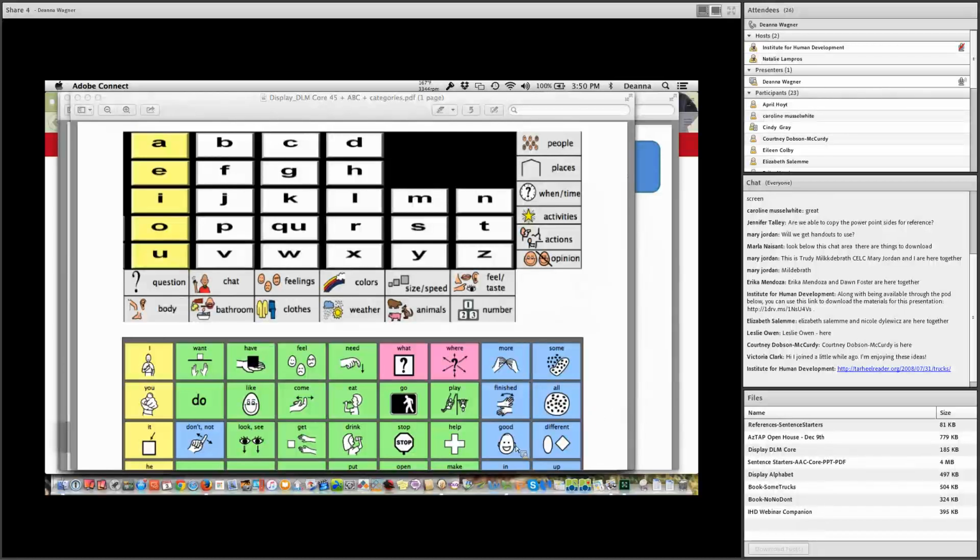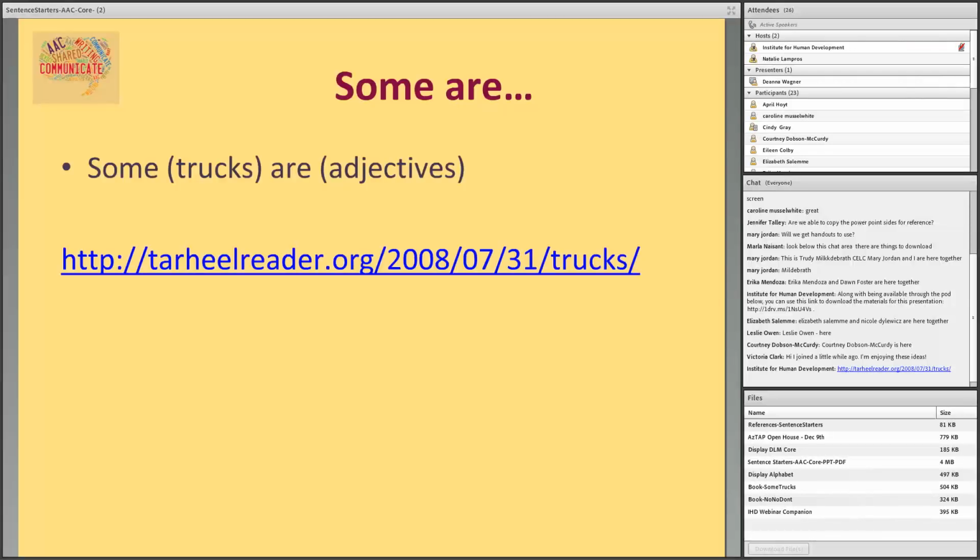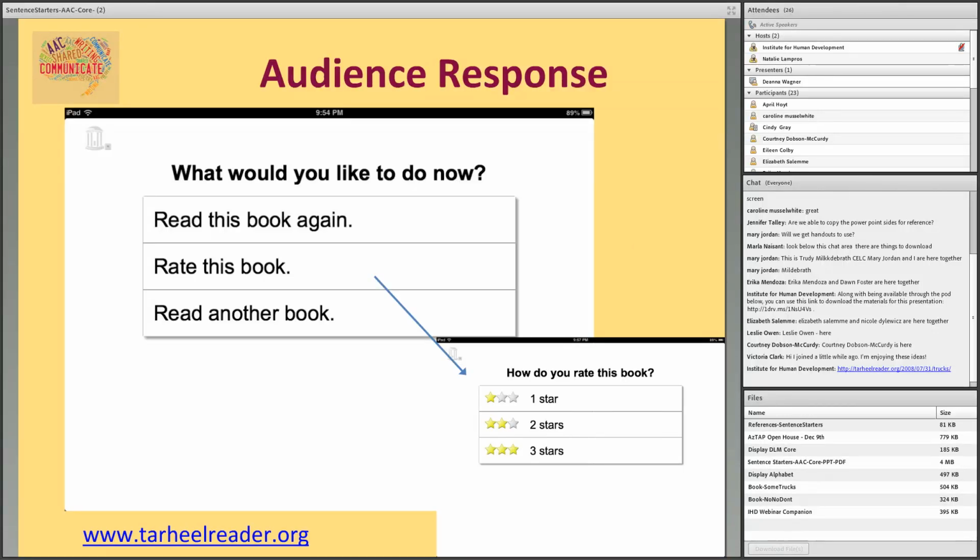So I want to get back to the PowerPoint because I'm realizing it's going to be time for me to stop pretty soon, and I want to make sure I get through it. So let's see where we're at. Oh, one of the other things that I didn't go all the way through the story, but remember that when we're writing, we want to make sure that we are writing for purpose. So letting people know that at the end of Tar Heel Reader, you rate what you thought of this book. So how we write the books matters, and we have an audience that's rating our books.